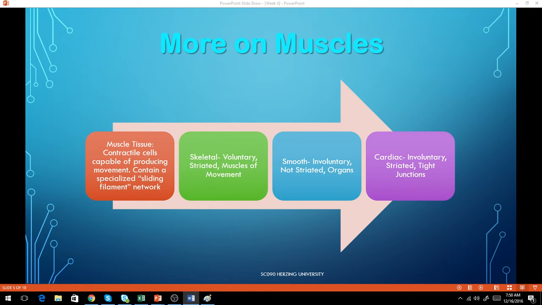Make sure you clearly understand control, voluntary versus involuntary, and striation pattern or lack thereof for each muscle type. So you can see on the slide there's a handy chart where you can see skeletal, voluntary, striated. You're going to want to keep track of these details, not just for the exam, but for future knowledge.